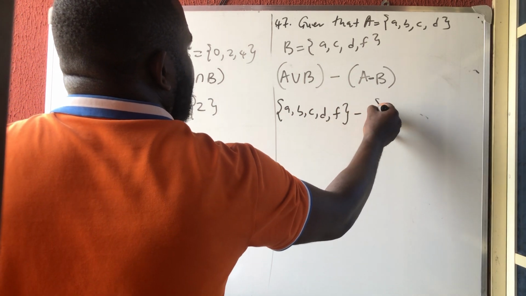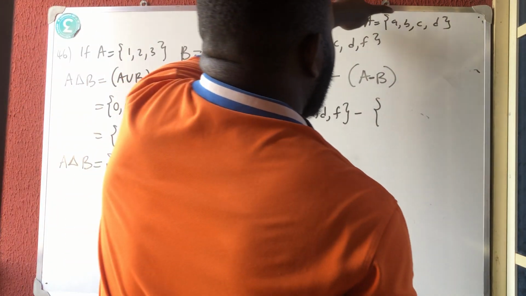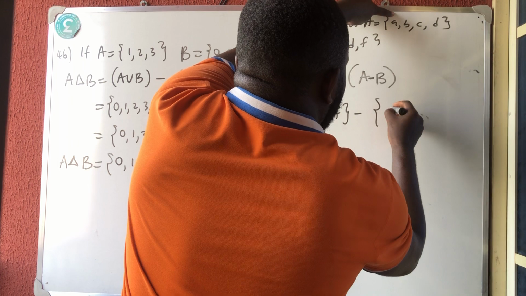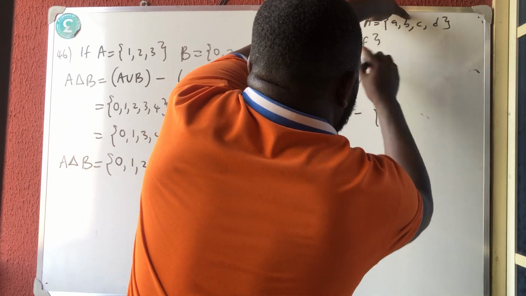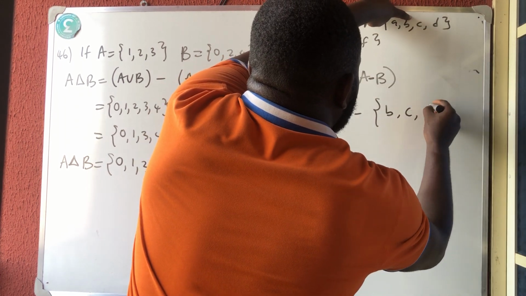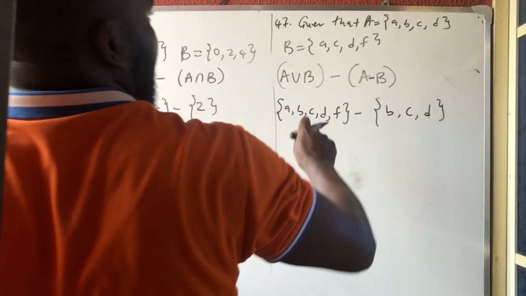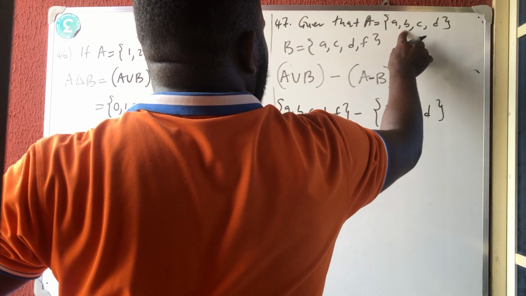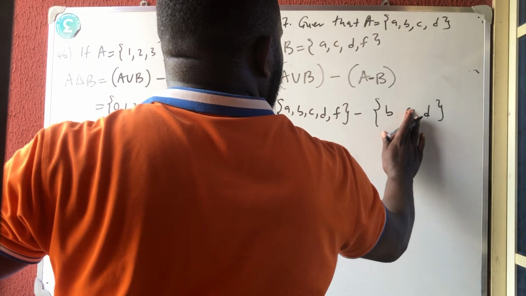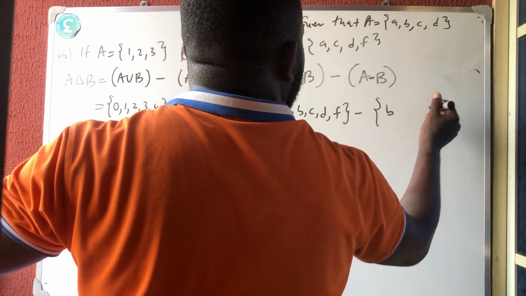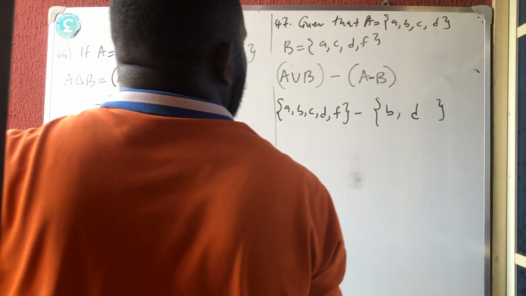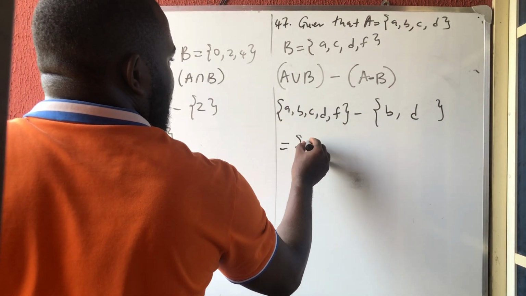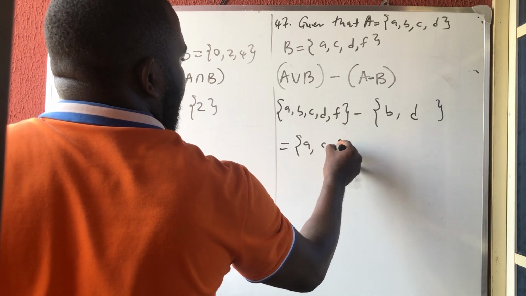A minus B means from A, remove everything that is in B. A is here, A is not part. B is here, B is not in B, so B is part. C is here, C is here, so C is not part. D is not in B, so D is part. So it's simply B and D. Remove B and D from here, so we are left with just A, C, and F.